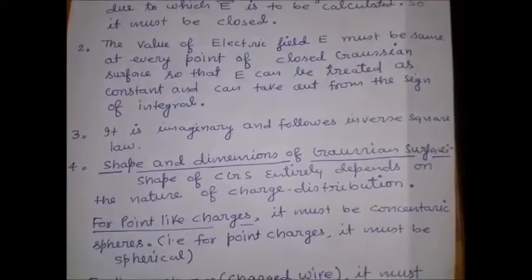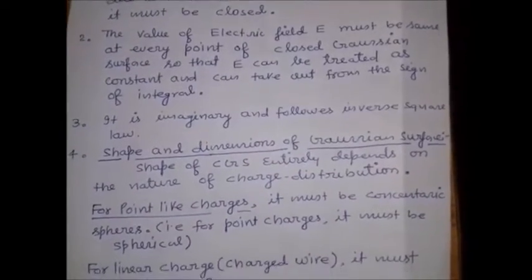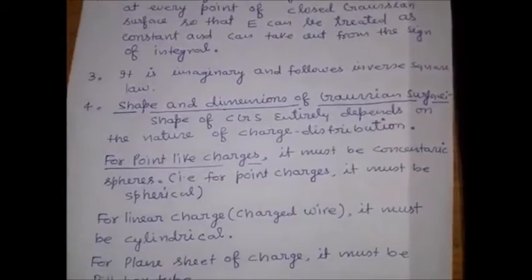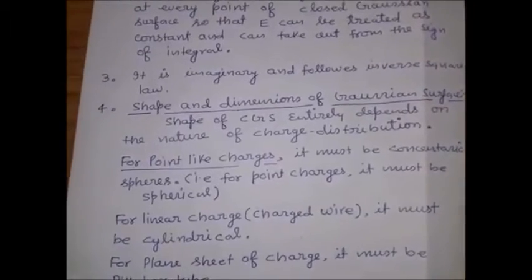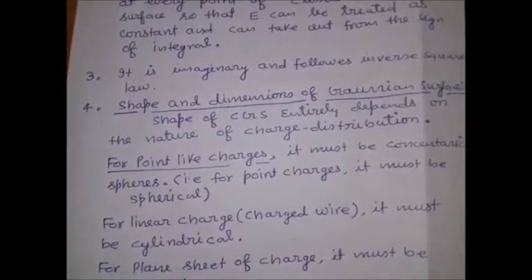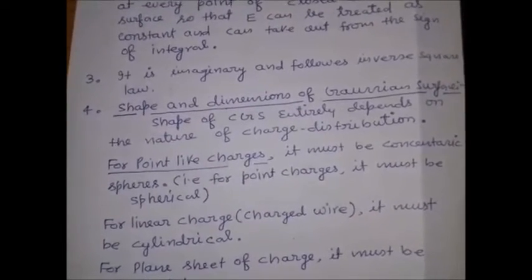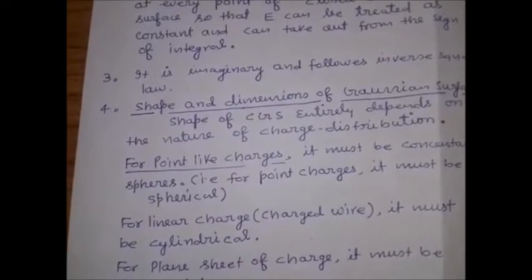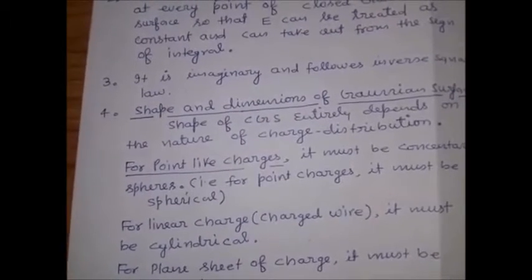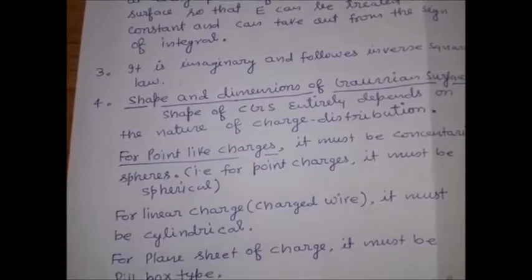Third point, it must be imaginary and follow inverse square law. Fourth point, shape and dimensions of Gaussian surface. The shape of the Gaussian surface entirely depends on the nature of the charge distribution, whether your charge distribution is point-like, linear charge distribution, or surface charge distribution, etc.